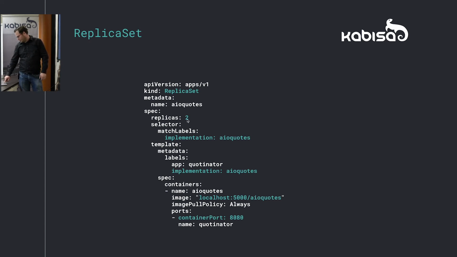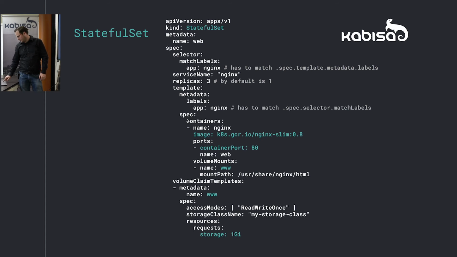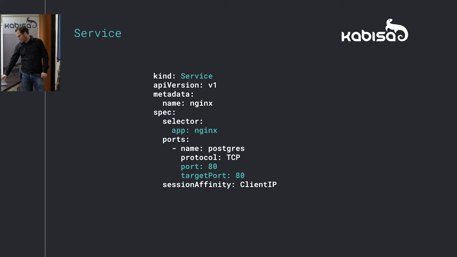A replica set with, of course, the number of replicas. I've also implemented a stateful set for... wait, that shouldn't be right. Nginx is not really stateful. Well, in my application, I've also implemented a stateful set for the database. What I wanted to show is that you claim some piece of storage from Kubernetes, and you can then mount this storage inside the container.